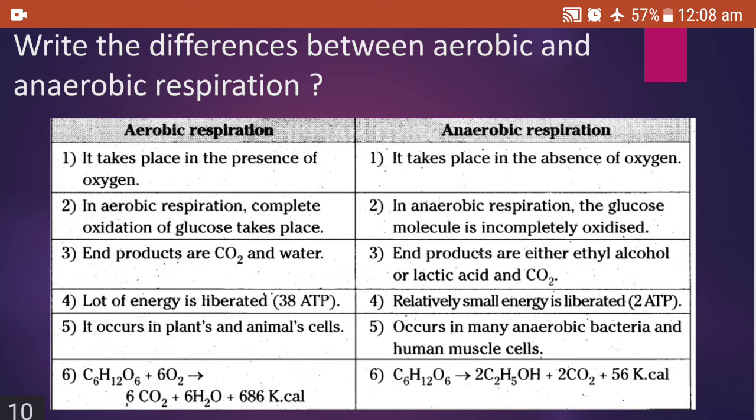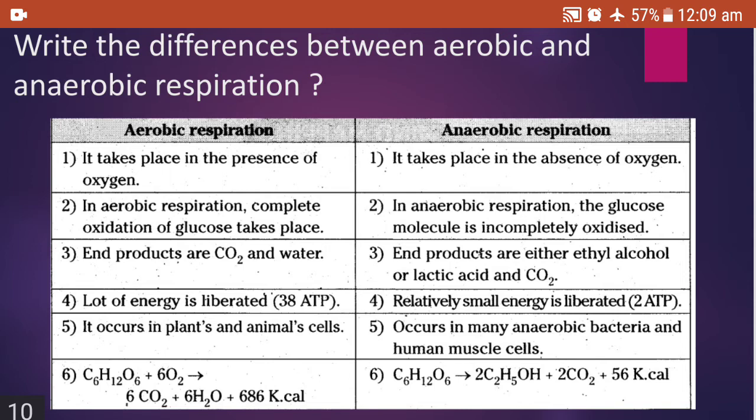The end products are carbon dioxide and water in aerobic respiration, and the end products are either ethyl alcohol or lactic acid and carbon dioxide in anaerobic. Lots of energy is liberated, nearly 38 molecules of ATP, in aerobic respiration, and relatively small energy is liberated in anaerobic respiration, maybe 2 molecules of ATP. Aerobic respiration occurs in plant and animal cells. Anaerobic respiration takes place in bacteria and human muscle cells.